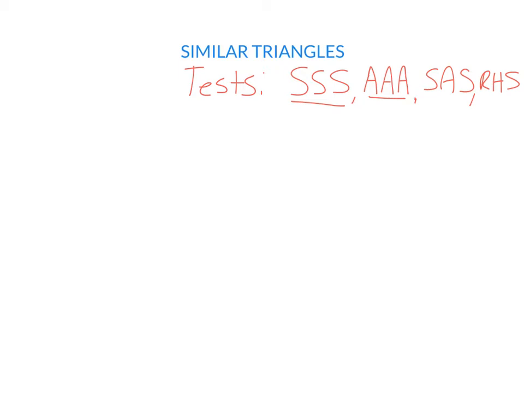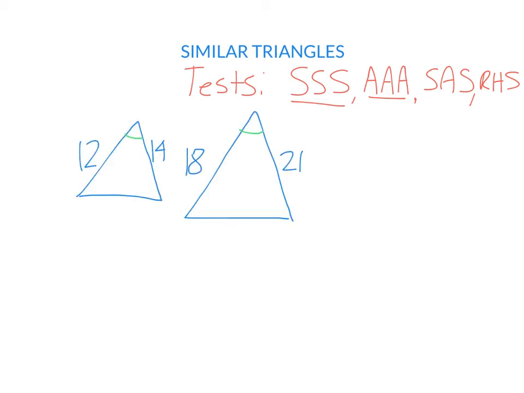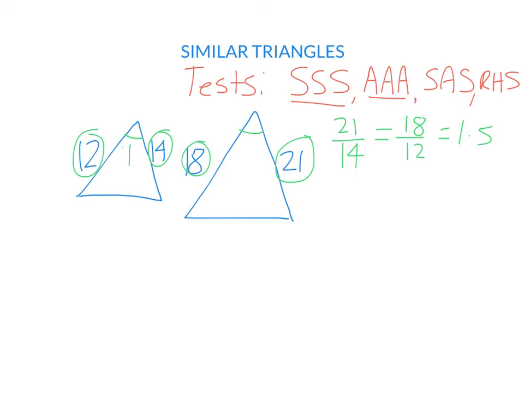Okay, so let's look at some examples. In this diagram, we have 2 pairs of sides and a pair of angles. So 21 over 14 does equal 18 over 12. Both of them equal 1.5. So this pair of corresponding sides and this pair of corresponding sides are in the same proportion. There's a consistent scale factor, if you like. And we're told that this angle and this angle are equal. So these 2 blue triangles are similar by the SAS test: 2 sides in proportion and the angle between them is equal.